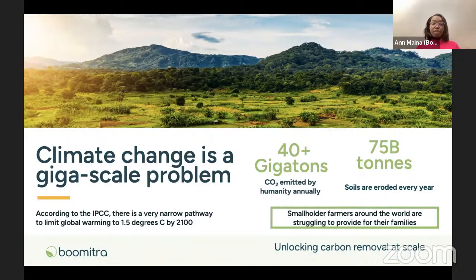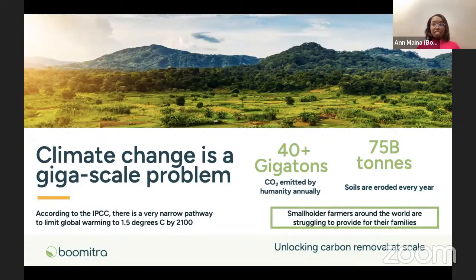Just to understand a bit of what we're doing at Bumitra, our focus is on farmers and on soil carbon. There are different pools of carbon, like above-ground carbon. We also have direct air carbon capture, where you use machines to directly capture the carbon from the environment. We have other people who absorb carbon through the oceans and the mangroves. But for us at Bumitra, our focus is on soil carbon.